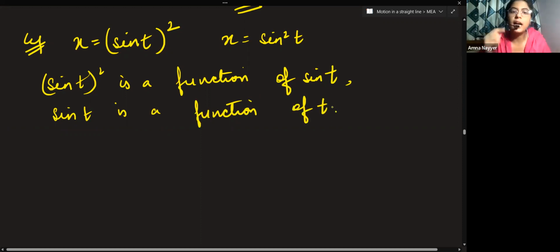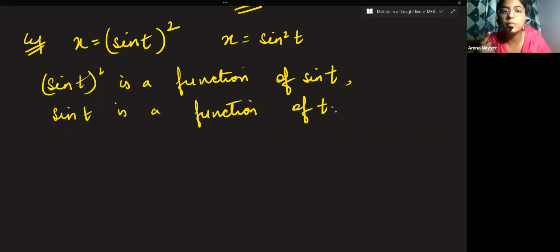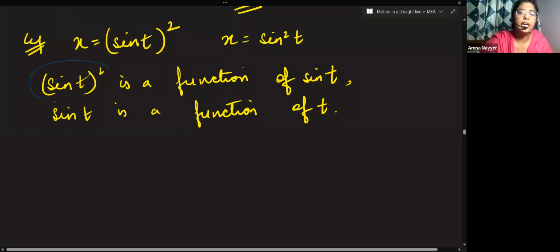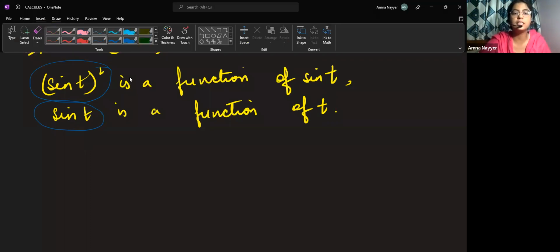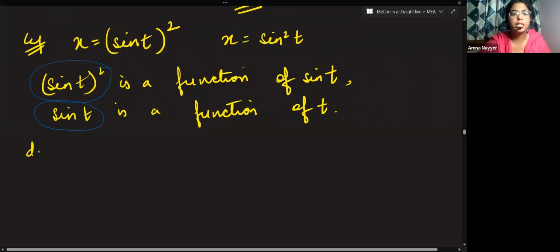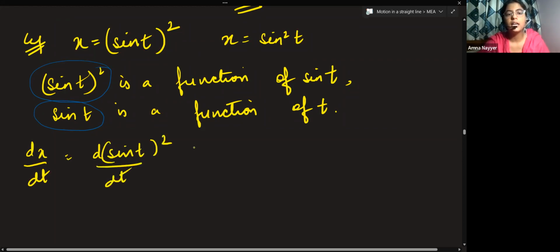Did you understand how? Here it is sine t multiplied by sine t. So sine t square is the function of sine t, and sine t we know is a function of t. So here you have sine t square as the first function and sine t as the second function. You have to differentiate these. So dx over dt will be: firstly, differentiating sine t whole square over dt, multiplied by differentiating sine t.